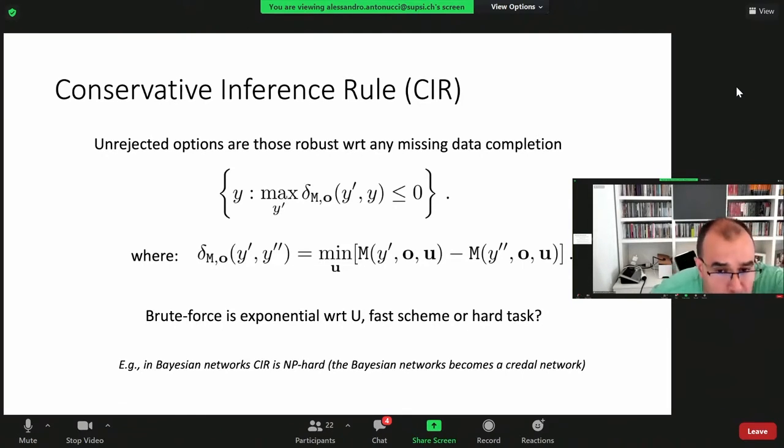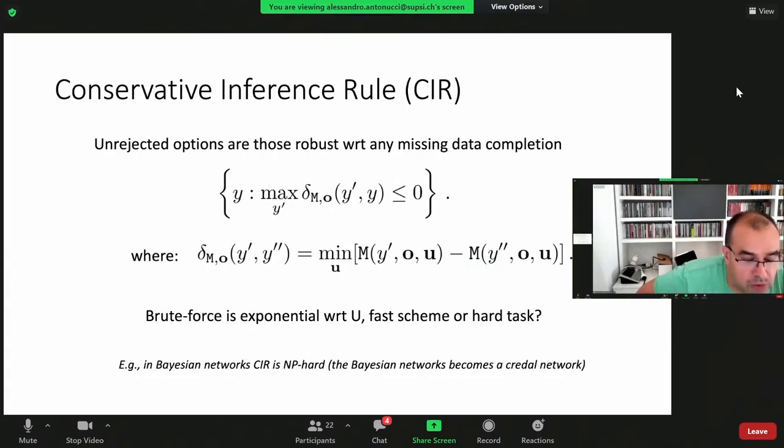Of course, we can do brute force with respect to the values of U, consider all the possible completions and then take the minimum. But we are looking for a fast scheme or for a hardness proof. We want to prove that this task in a particular class of model is NP-hard. For instance, I studied this kind of inference in Bayesian networks for my PhD a long time ago. Of course, in Bayesian networks, inference is already NP-hard.